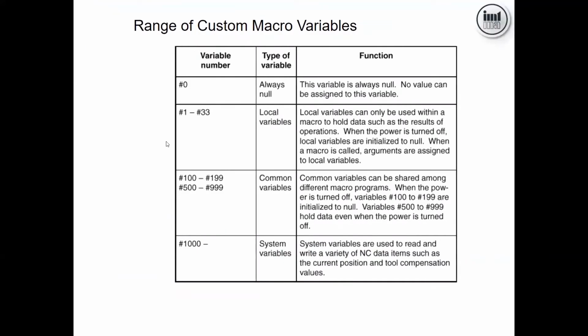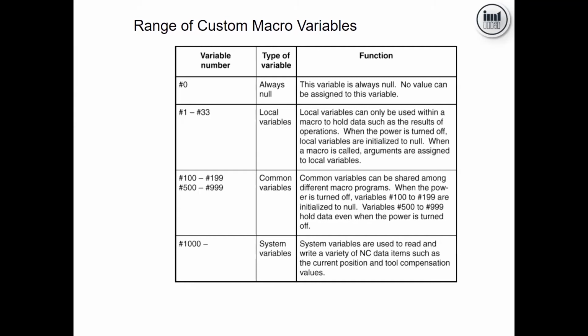So now you can note down this. This is very important. What are all the different ranges in custom macro variables? Here hash zero will always be null. It is not zero, it is null. That means no value can be given to hash zero.